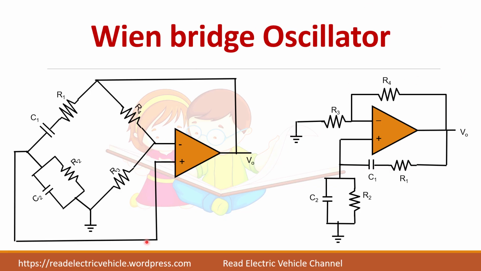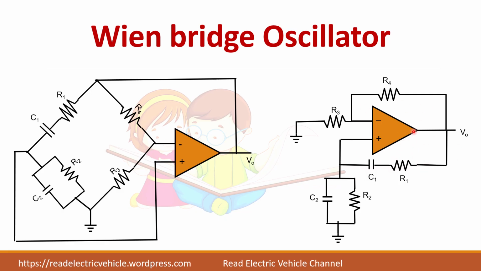Then to the plus terminal, what is connected? The parallel branch is connected. So to the plus terminal I have connected the parallel branch. The other end should be connected to ground. Then the series RC branch is connected between the plus terminal and R4. So the plus terminal is here and this terminal of R4 is connected. So the circuit is the same, but we have redrawn it like this.